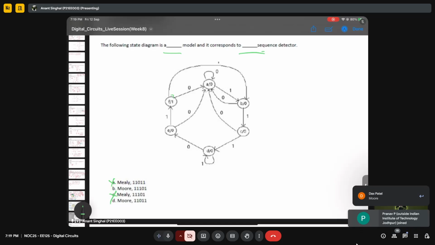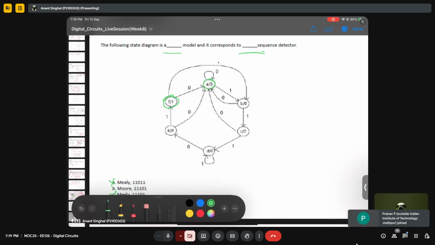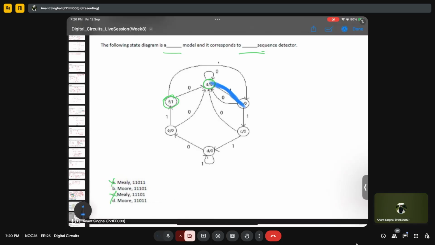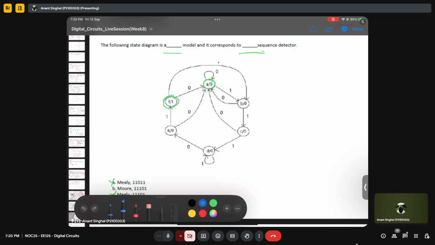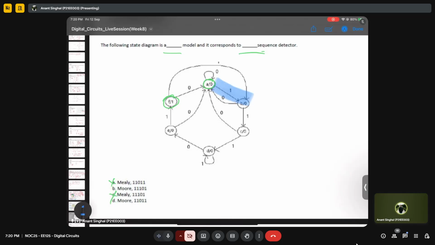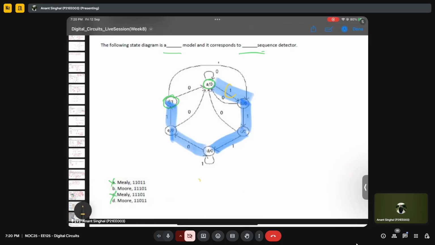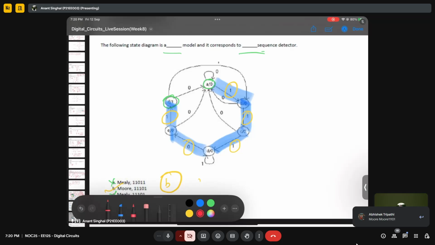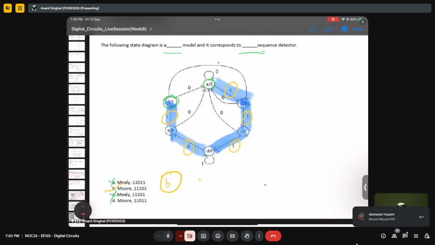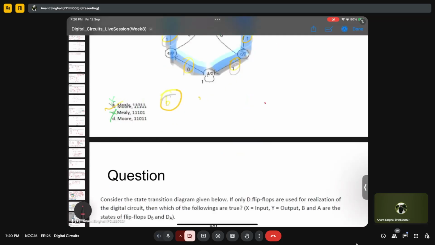So we'll again go. So F is 1. We'll start from A. So maybe I'll highlight it again. So we have 1, then we have 1, then we have 1, then we have 0, then we have 1. So we have 1, 1, 1, 0, 1. So option B is the correct answer. So yeah, let's move ahead.